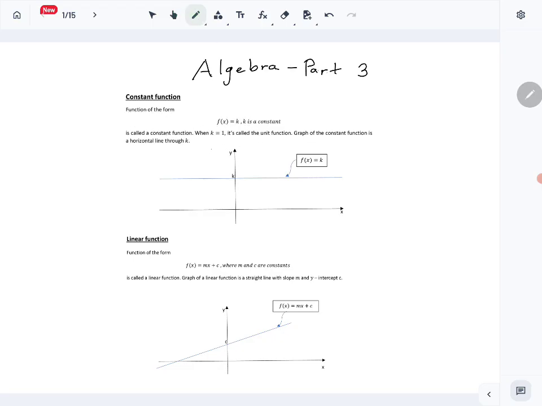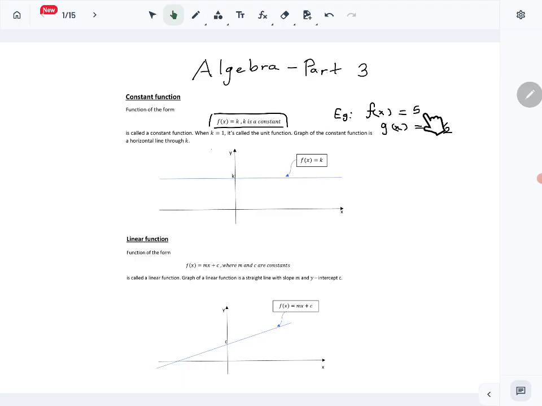So a function of this form, f(x) equals some constant, f(x) equals k, where k is a constant, is called what? A constant function. So examples are f(x) equals 5, g(x) equals minus half. So any function of this form, if a function equals some constant value, that is called a constant function.